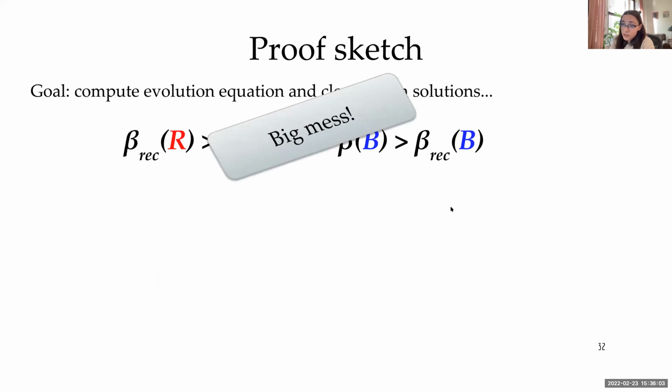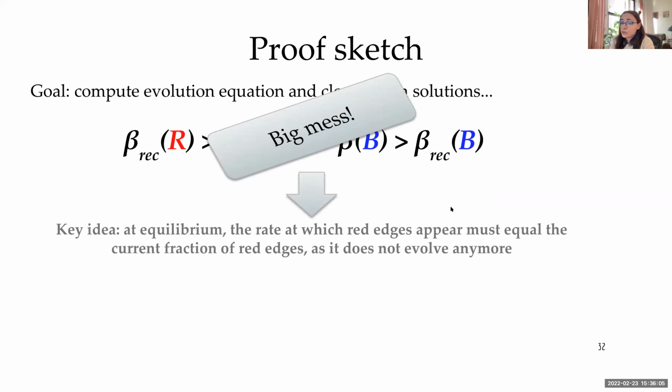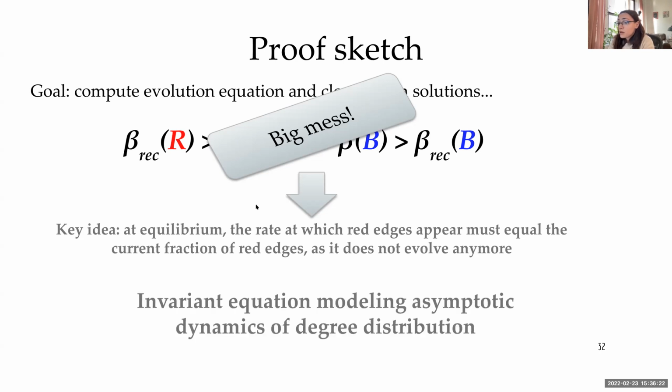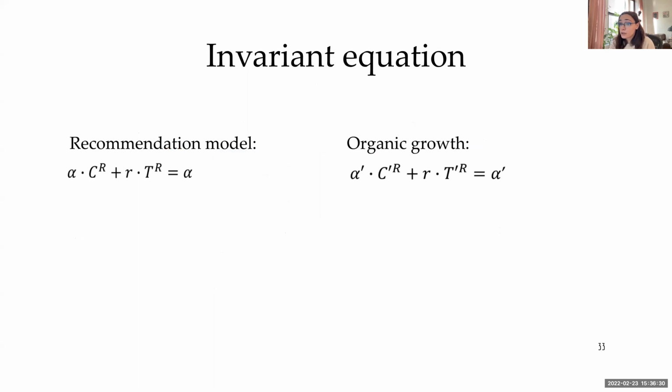So there's a different technique we used here, which is that, at equilibrium, the rate at which edges towards the red community will appear will equal the current fraction of red edges, because it's a system at equilibrium and it will not evolve anymore. So that gives us an invariant equation that models the asymptotic dynamics of this degree distribution. And how does that look? Well, we can write it down.